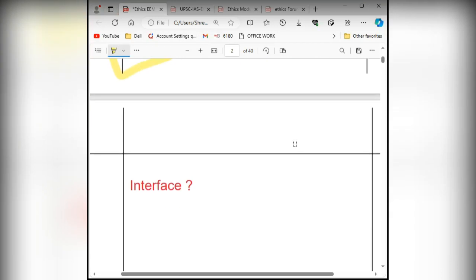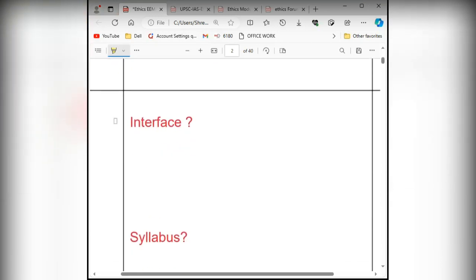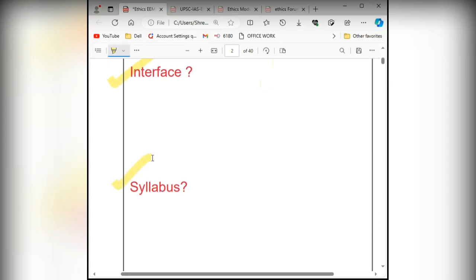After that, there are some things which we will take up in today's session. The very first is the interface, then what is the syllabus, and then what are the important topics which we are supposed to complete before our mains. So first, let us discuss something about the interface.